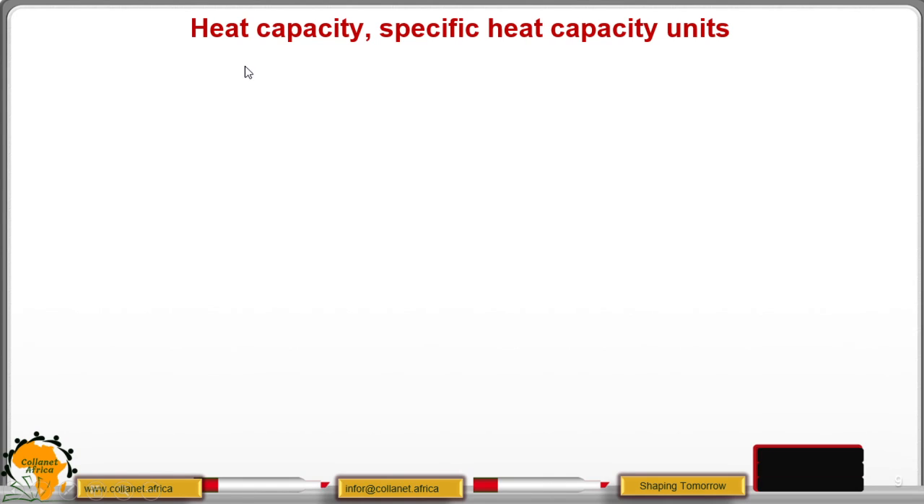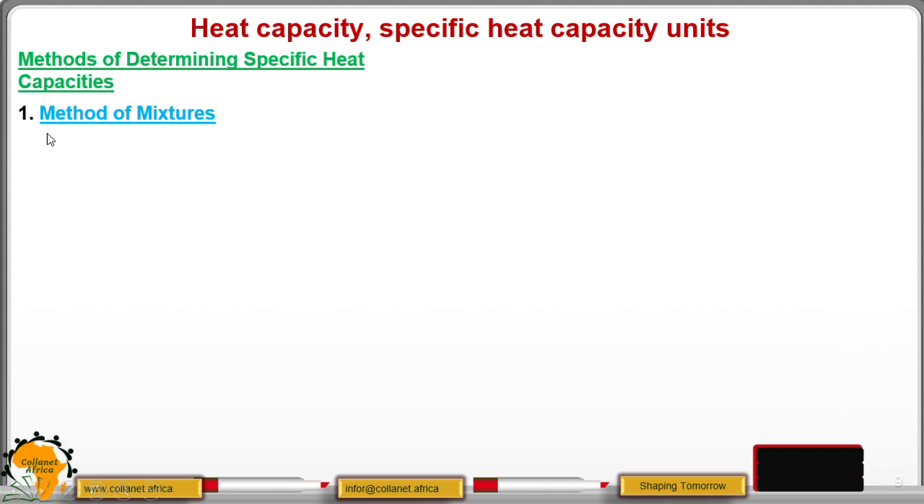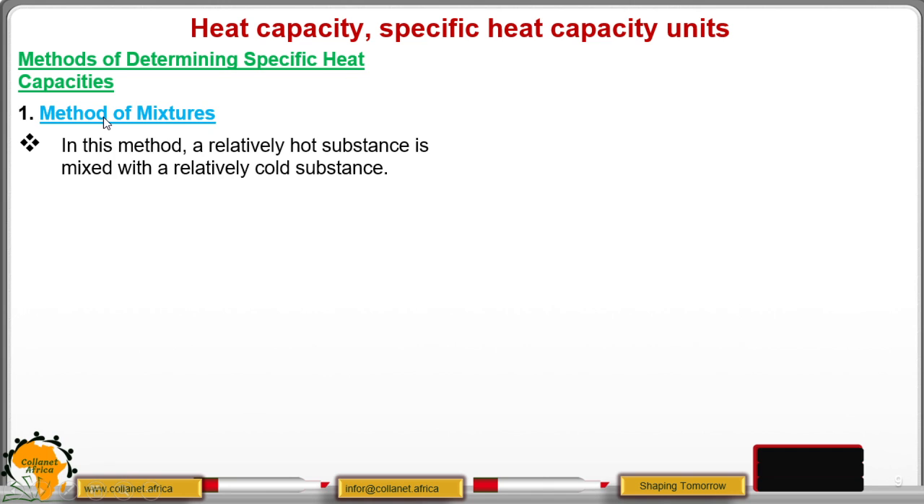Hello student, welcome to our second lesson where we are going to continue with the heat capacity, specific heat capacity in the units. But in here we are going to look at methods of determining specific heat capacity. We start with the first method, we call it the method of mixtures.